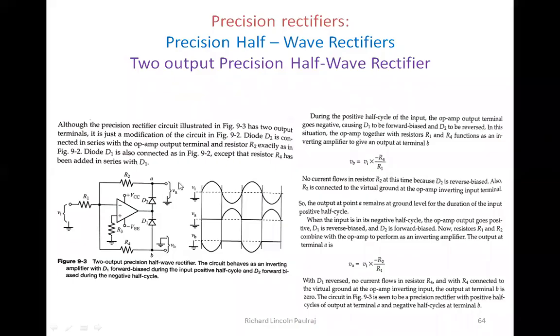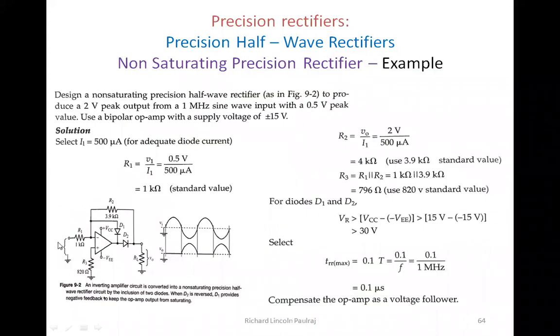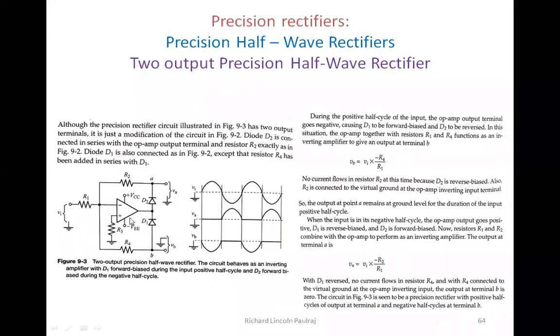So let's look into the operation. Although the precision rectifier, which was mentioned in this figure, has two output terminals, it is just a modification of the circuit of 9.2. So the previous circuit, which means slight changes, as I mentioned. So instead of having it here, connected, we are shifting that diode here.